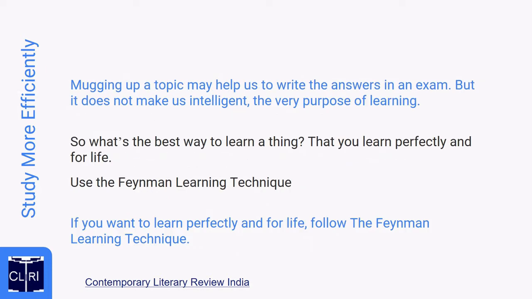Mugging up a topic may help us write the answers in an exam, but it doesn't make us intelligent, the very purpose of learning. So, what's the best way to learn a thing so that you can learn it perfectly and remember it for life? Simply, the answer is you need to use the Feynman Learning Technique.